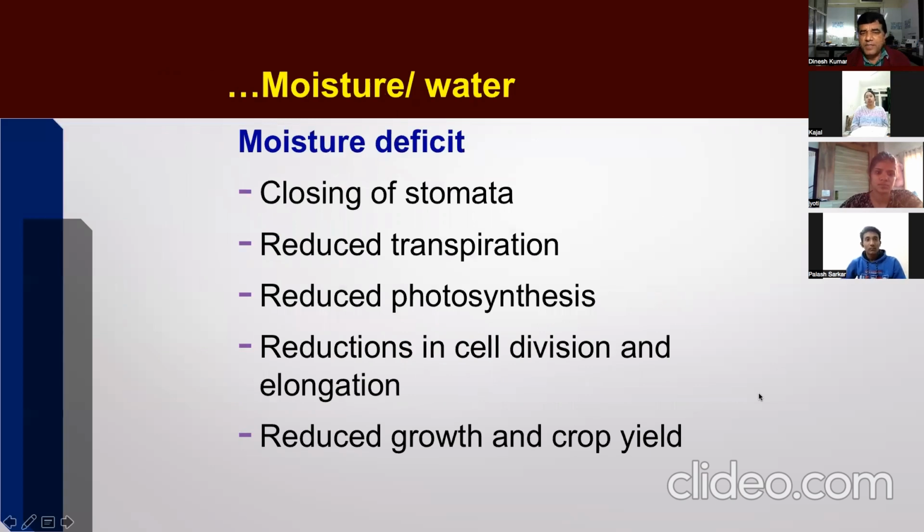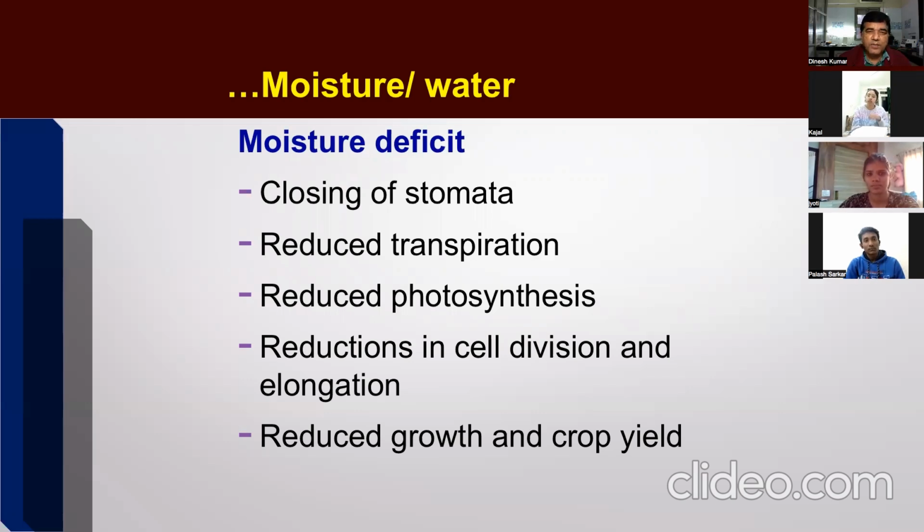When a deficit happens, when moisture shortage happens, closing of stomata can happen under drought conditions. And then reduced transpiration means reduced photosynthesis, reduction in cell division and elongation, and reduced growth and crop yield. So there are many aspects related to moisture deficit. The topmost is availability of nutrients. Availability of nutrients is also affected. Otherwise, water itself is also important for plant growth.